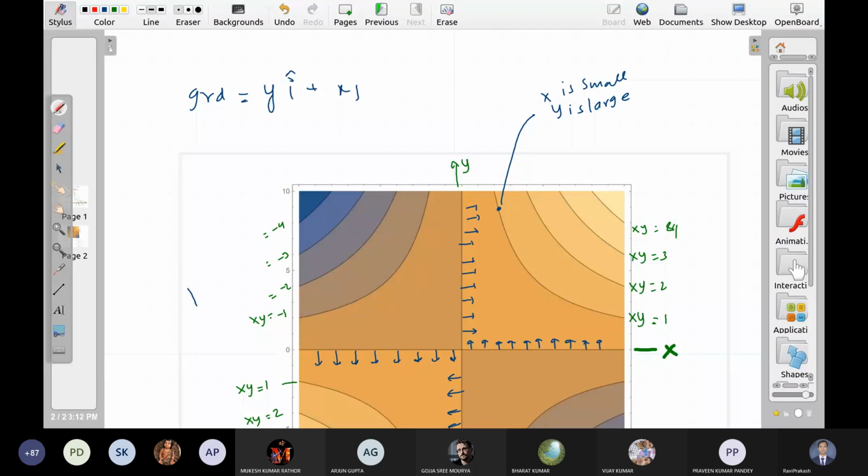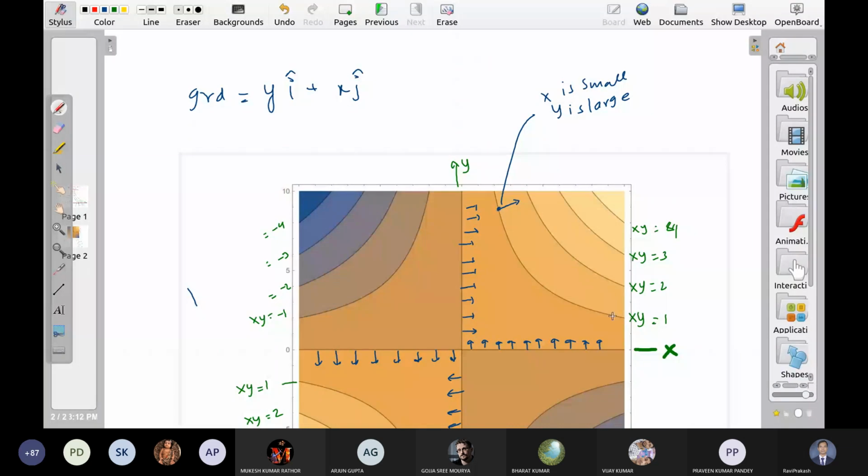So y is large means the horizontal component is bigger than the vertical component. Horizontal component is bigger, it means it is like in this direction, right? So that horizontal component is larger than the vertical component.